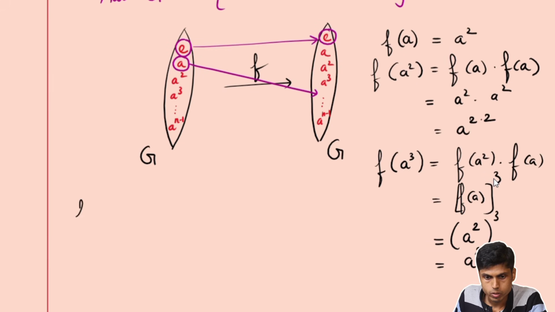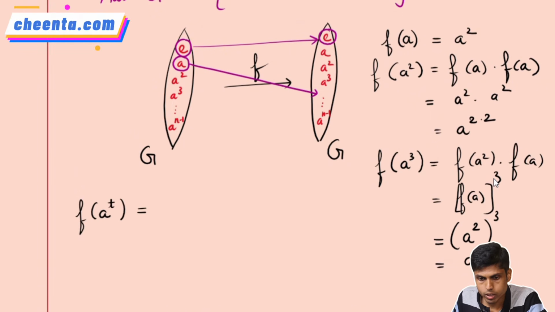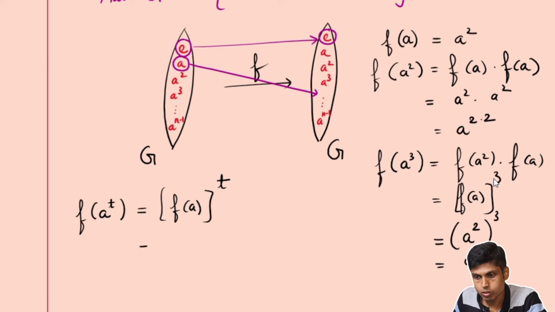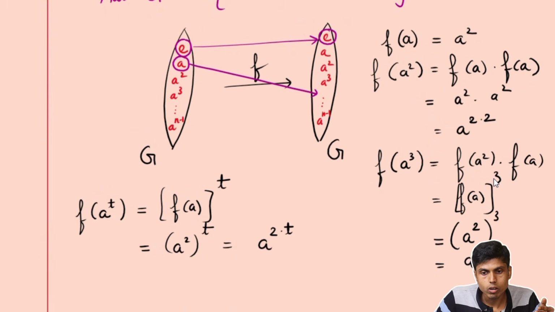And now if you list down any random a part t, that will be f of a whole part t as it respects the group operation. Now this would be a square whole part t, and that is a part 2 times t. So now we want this to be a group automorphism, implying that it is injective and surjective.